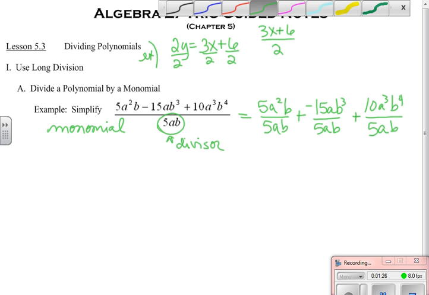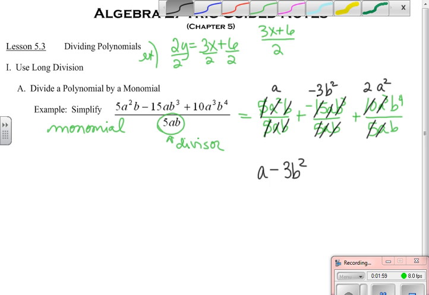So this is a familiar process. Now what happens when we get here is that we can cancel. 5 goes into 5 once. A squared divided by a leaves a. B divided by b is 1. So this first term becomes a. 5 goes into negative 15, negative 3 times. A goes into a once. B goes into b cubed, b squared times. 5 goes into 10 2 times. A goes into a cubed, a squared times. B goes into b to the 4th, b cubed times. And that is your final answer.